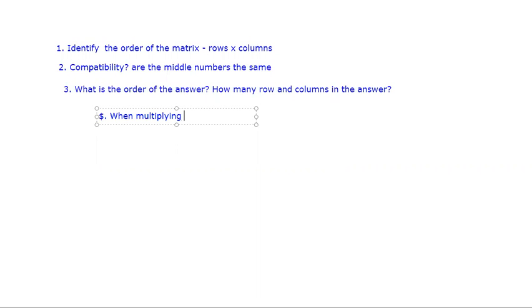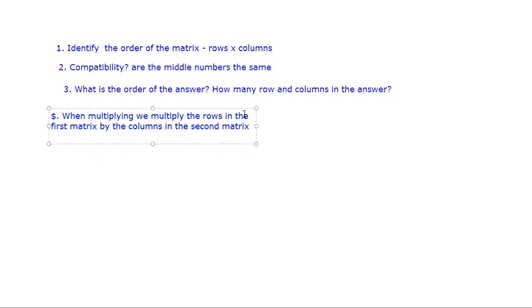When multiplying, we multiply the rows in the leading or the first matrix by the columns in the second matrix. Yeah, makes sense? I think it does.